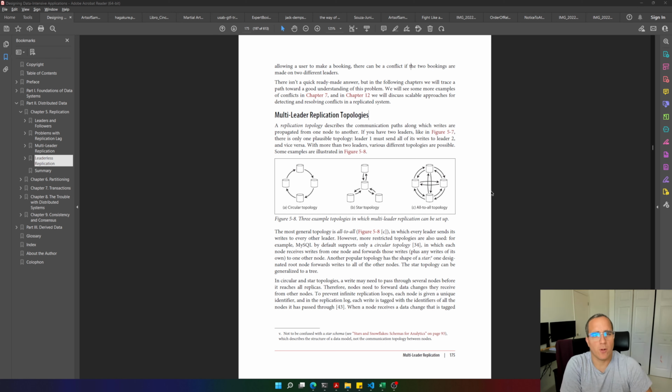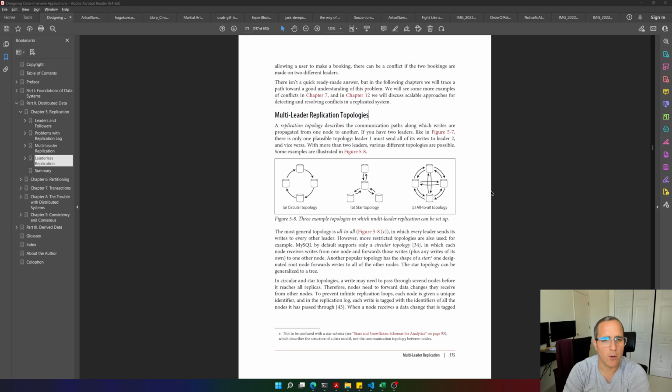Multi-leader replication topologies. A replication topology describes the communication path along which writes are propagated from one node to another. If you have two leaders, like in figure 5.7, there is only one plausible topology. Leader 1 must send all its writes to leader 2, and vice versa. With more than two leaders, various different topologies are possible. Some examples are illustrated in figure 5.8.